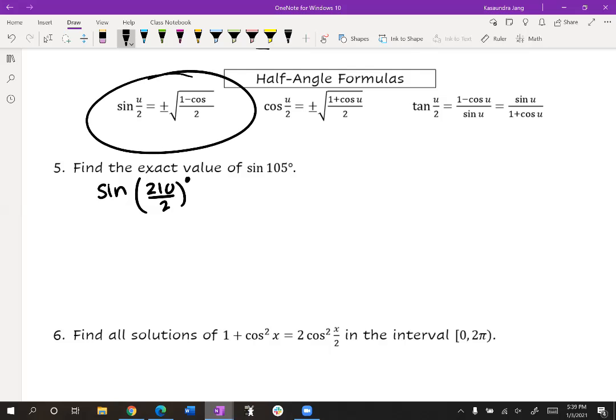So we've got the sine one, which means I'm going to get a plus or minus on my square root of 1 minus cosine. This is supposed to be cosine of u here, which my u in this case, whatever was being divided by 2, I've got a 210 divided by 2. So my u is 210 degrees. All right, all over 2. All right, and first things first, as far as the whole plus or minus goes, we've got, here.